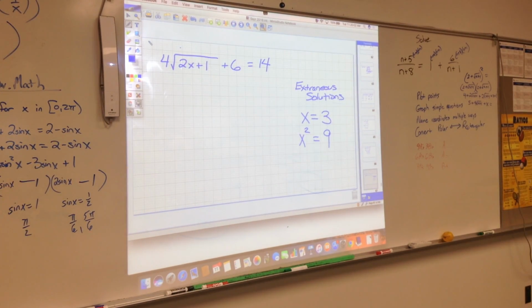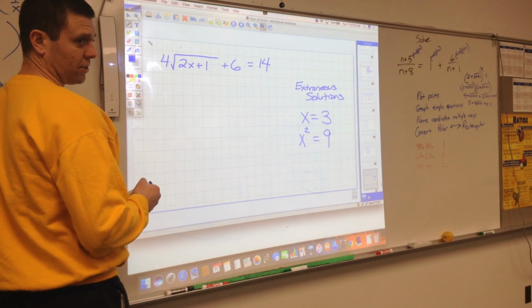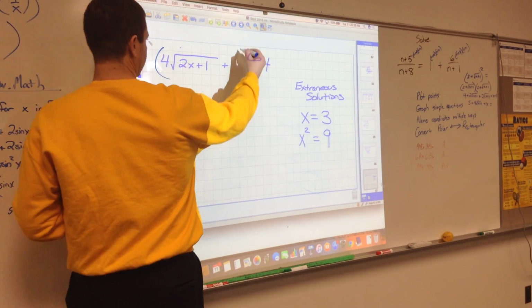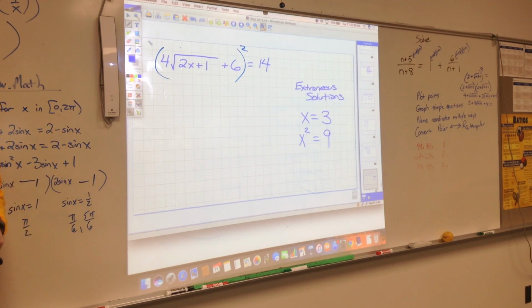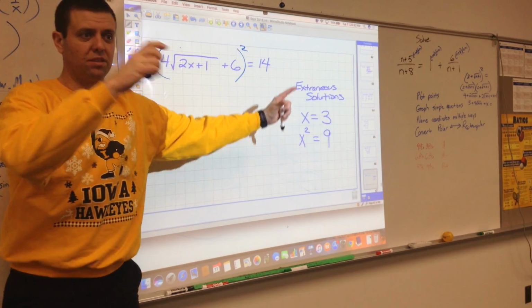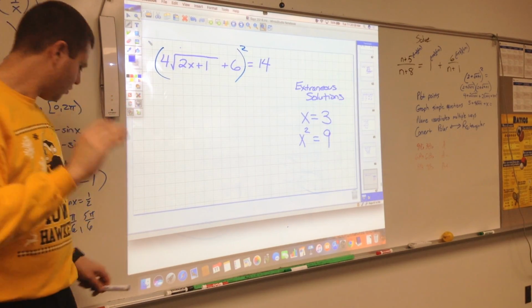Four times the square root of 2x plus 1 plus 6 equals 14. Is the plus 6 still in the square root? It is not. The plus 6 is outside of the square root. Minus 6. Good idea, minus 6. Here's the reason why I would do that. You don't want to square both sides right away, guys. Squaring that would be awful. You'd have to take that times itself and do a whole bunch of distributing. You don't want to do that.